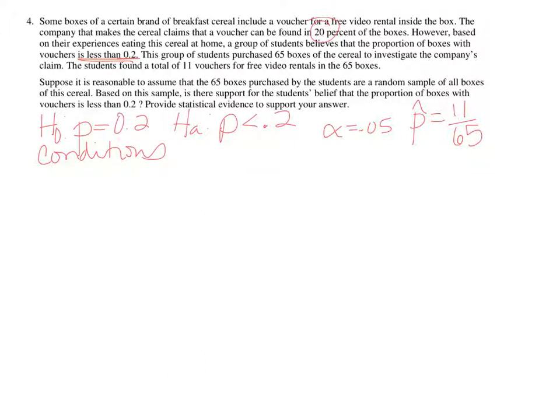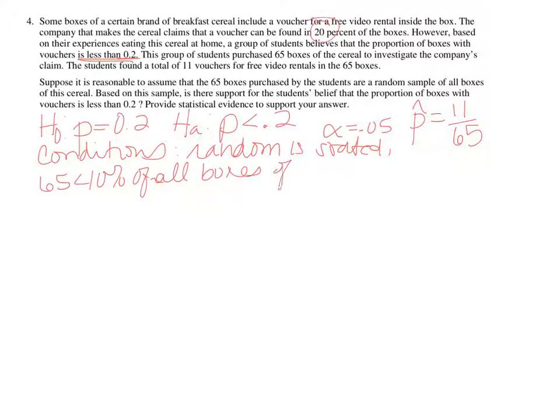Don't forget your conditions. So random is stated, or it's stated that we can assume random. 65 is less than 10% of all boxes of cereal. And you need to write out the whole sentence. You just can't say 65 is less than 10%. You need to say what it's less than 10% of.